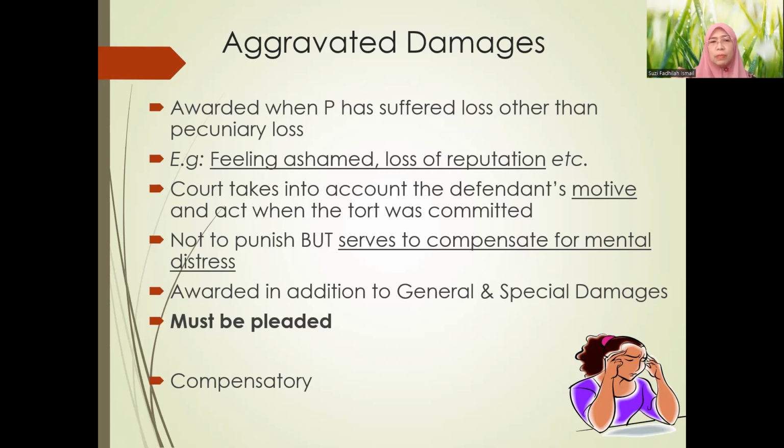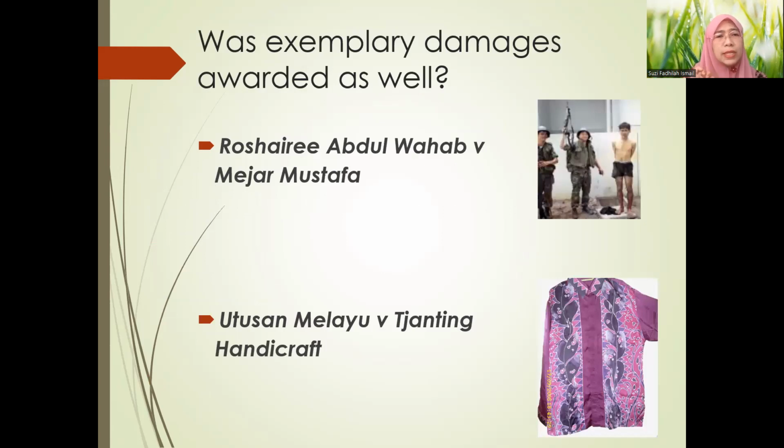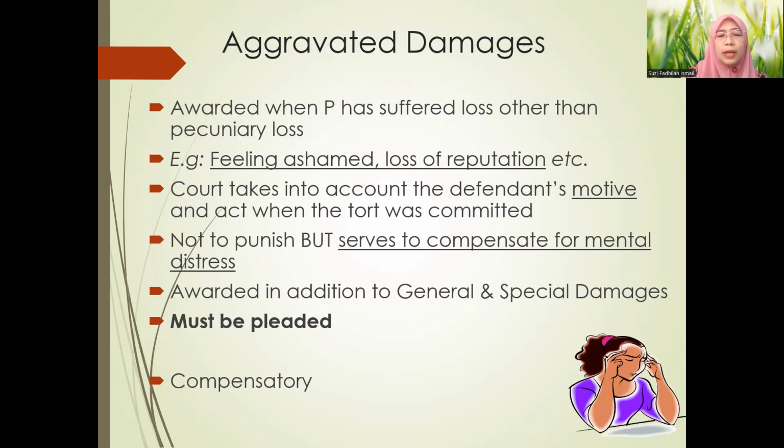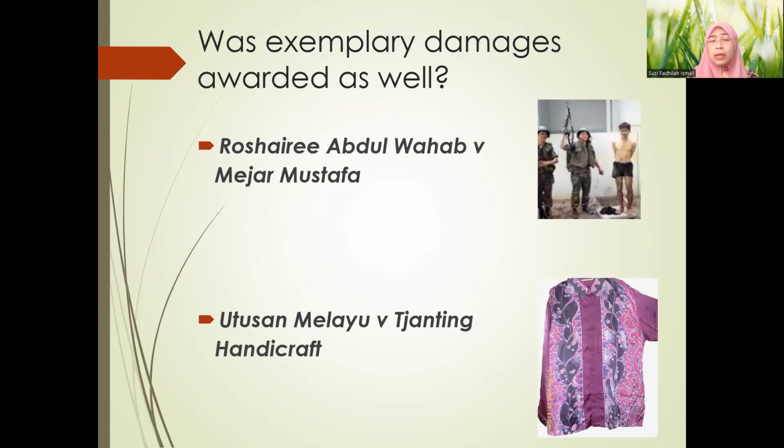And it is compensatory because even though we cannot really quantify, it relates to feeling ashamed, mental injury, so it is compensatory. All right, aggravated, but sometimes, remember, the plaintiff could be awarded more than one kind of damages: general, special, exemplary, as well as aggravated. They all can go together, but must be pleaded. There must be a reason for the court to allow the claim for this kind of damages. So we have 2 cases to be discussed for today, both local cases, but very, very important.